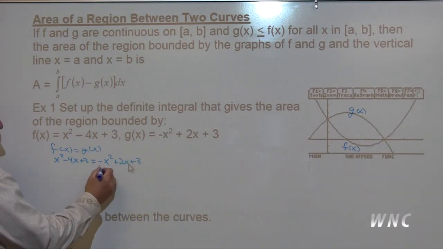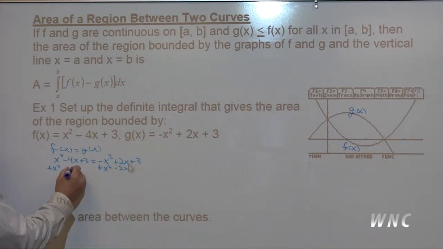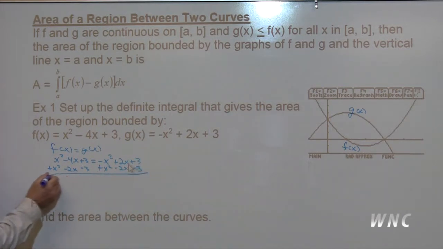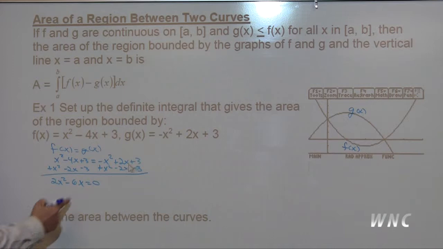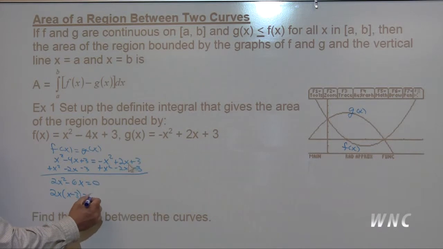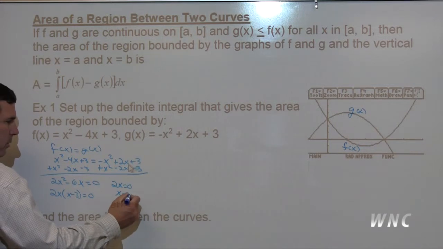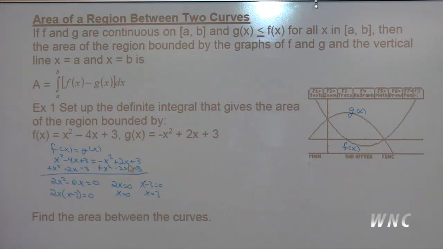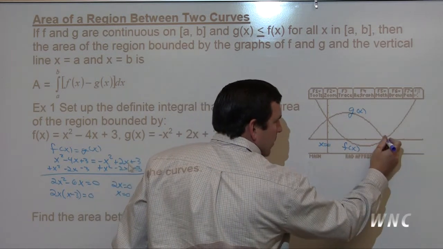Let's go and solve this, adding x squared to both sides, subtracting 2x, and then subtracting 3. We have 2x squared minus 6x equals 0. From here we could factor out a 2x. We have x minus 3 equals 0. Setting each factor equal to 0, 2x equals 0, so x equals 0. X minus 3 equals 0, so x equals 3. So our intuition was indeed good. X equals 0, and this would be 3 here.